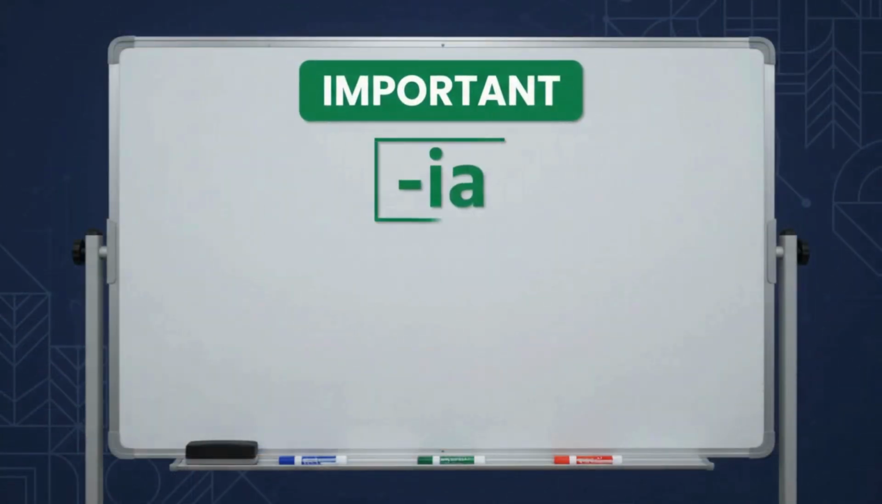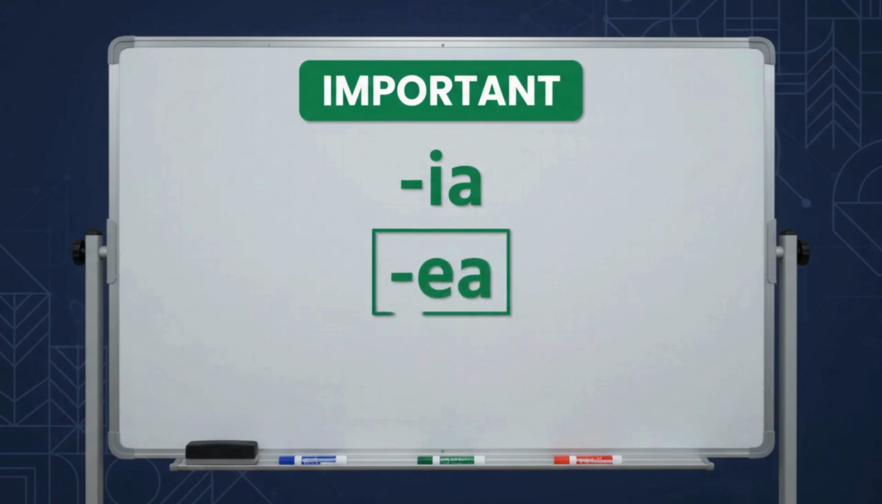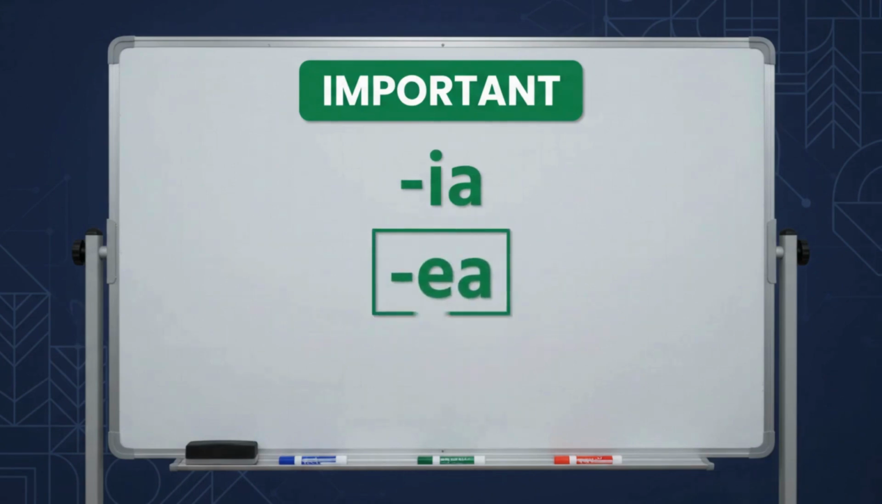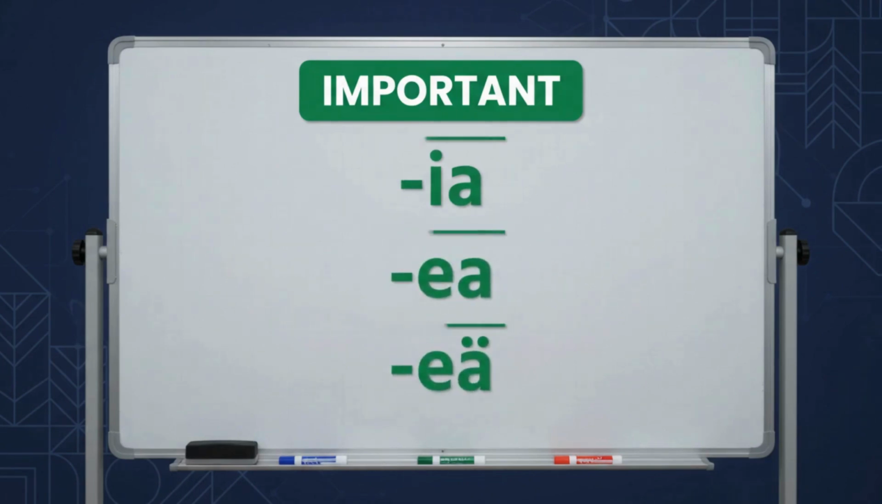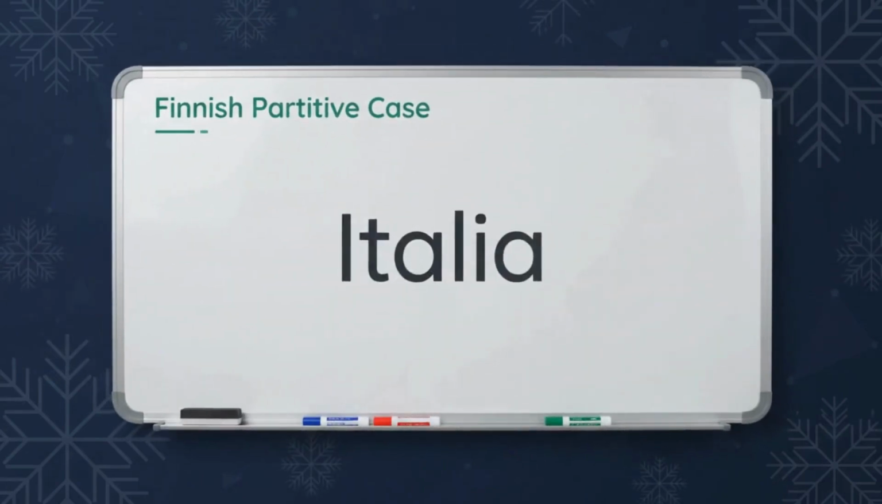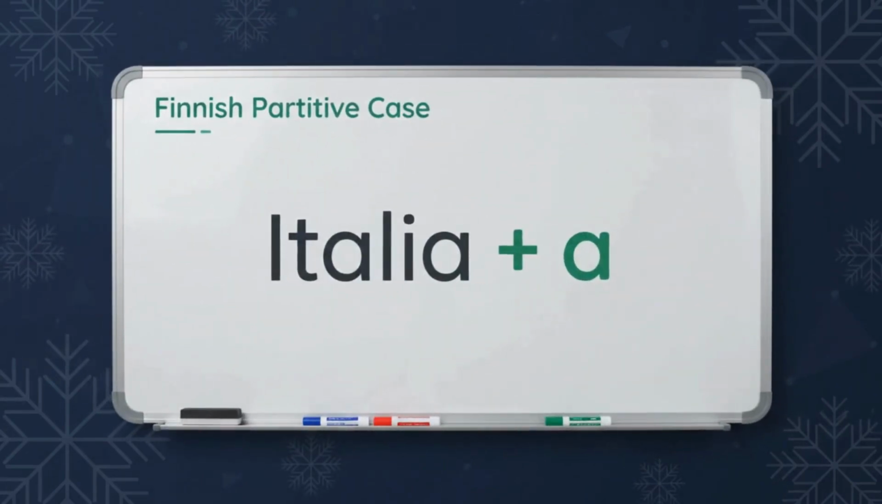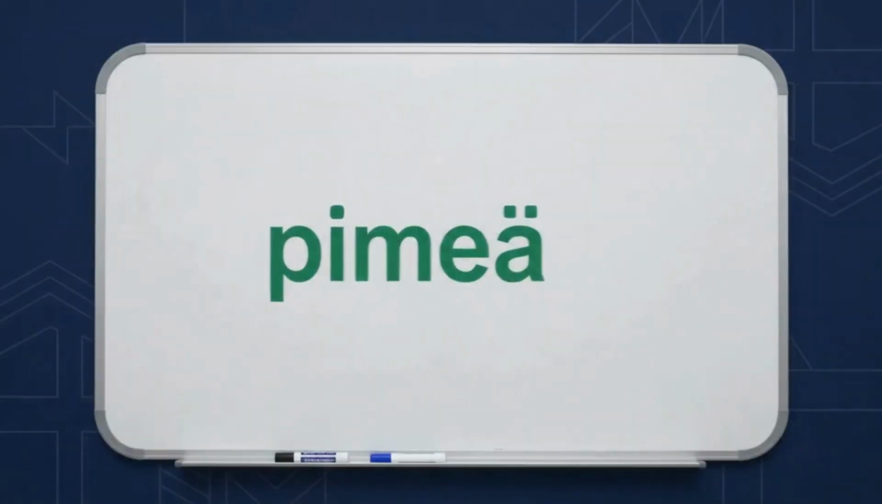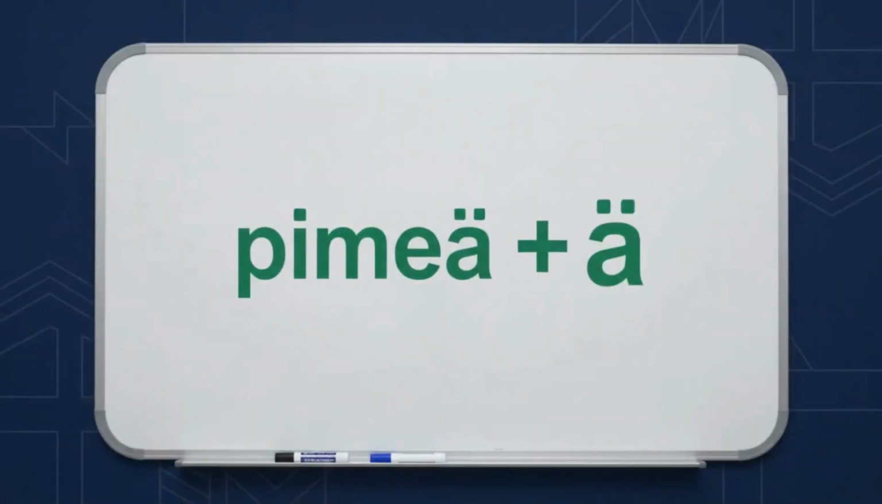Please note that words ending in a or ä simply receive one more a or ä. Italia. Pimeää.